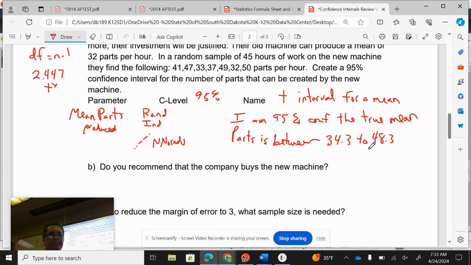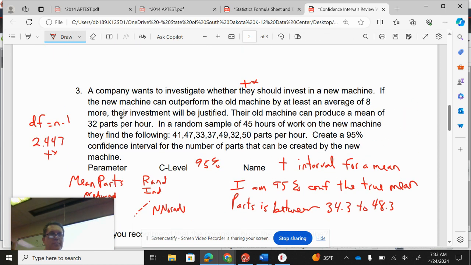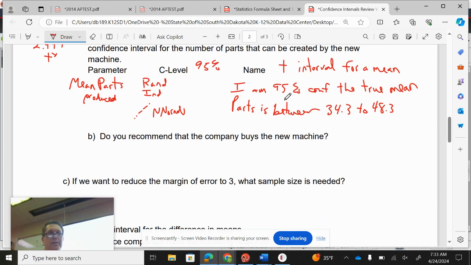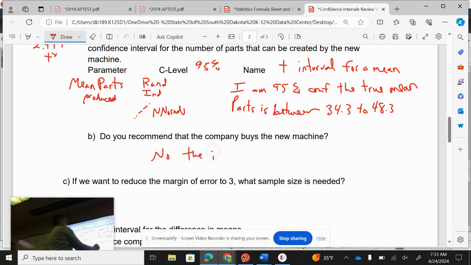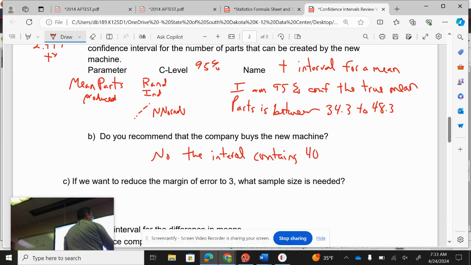Yep. Okay. Do you recommend they buy the new machine? Now it's 32. They're saying it has to be at least 8 better. So it'd have to be at least 40. Okay, so no. The interval contains 40 and isn't guaranteed above 40. Okay.